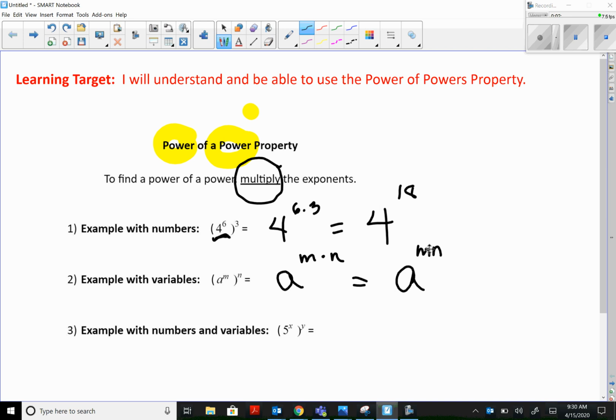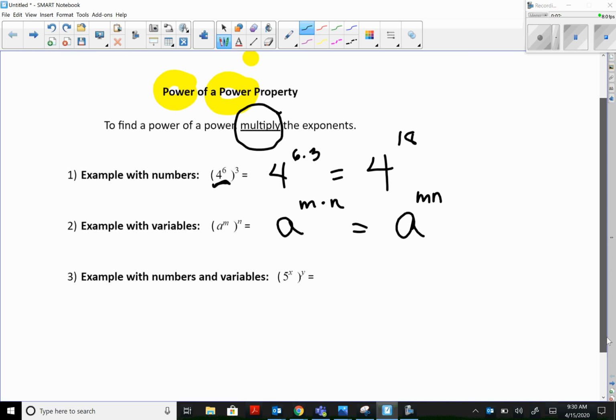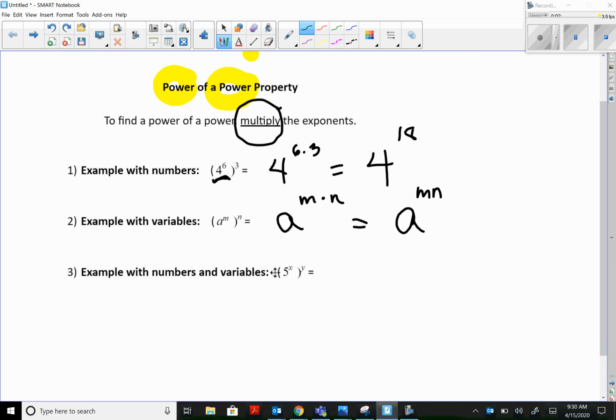Okay, here's an example with numbers and variables. 5 to the power of x, and on the outside of the parentheses, it's being raised to the y power. It's just going to be 5 to the power of x times y, and that's it. Let's do some more examples together.